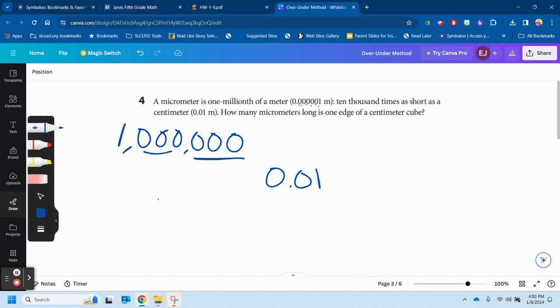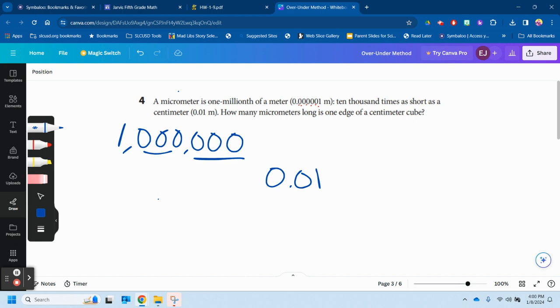1/100th of a meter. How many micrometers is that? So now I'm going the other way. If I'm going from a larger unit of measurement to a smaller, I have to multiply. Smaller to larger, I divide. Larger to smaller, I multiply.